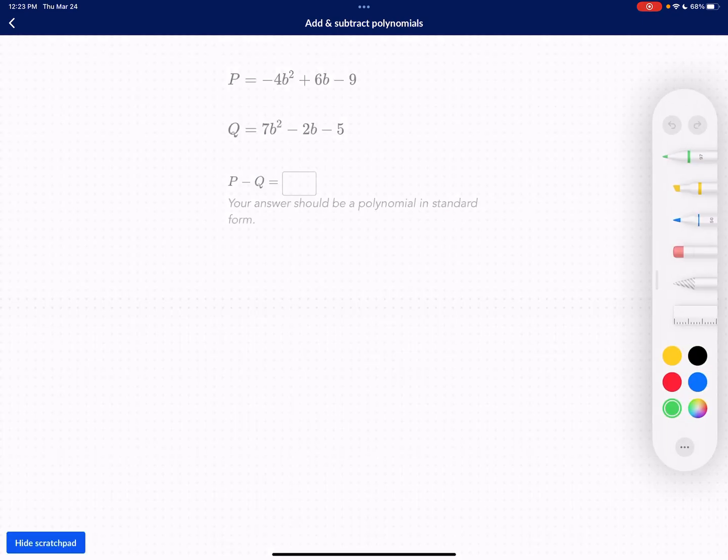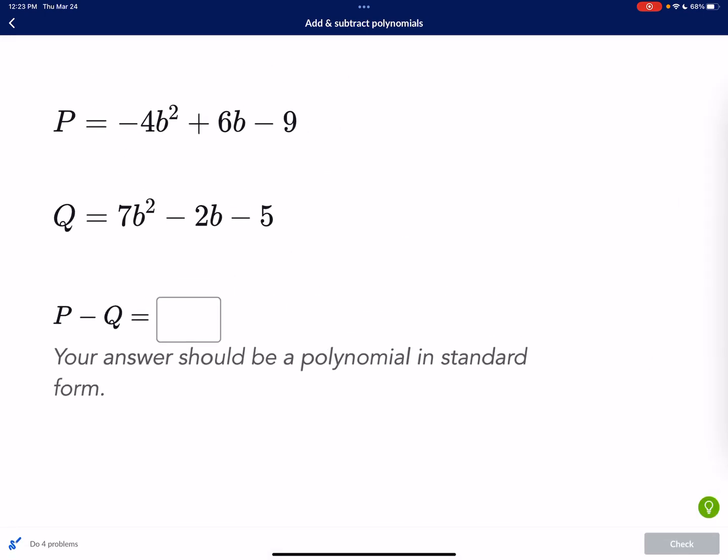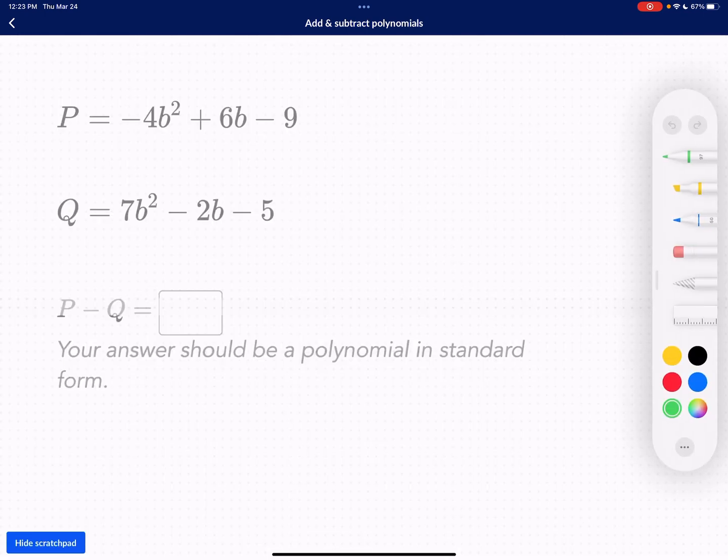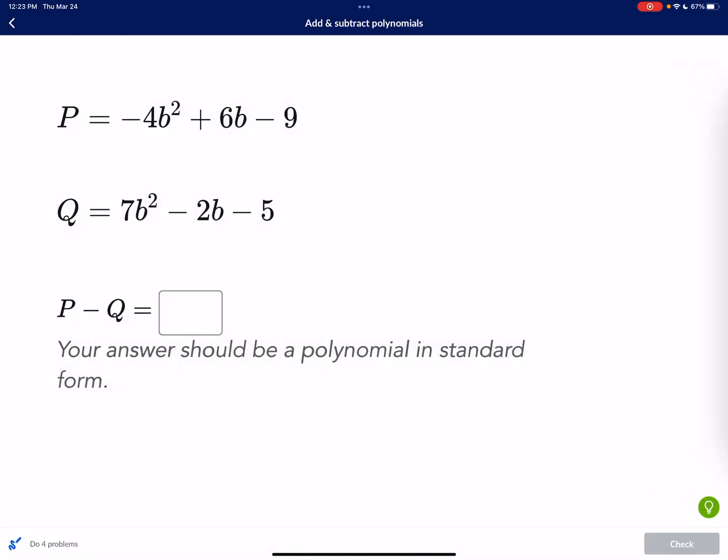Basically, this is just substitution. So we have something that says P is equal to negative 4b squared plus 6b minus 9. And we have another thing that says that Q is equal to 7b squared minus 2b minus 5. What's nice about this is that there's nothing magical or fancy about what we're going to do. We're just going to plug it in. We're just going to substitute.